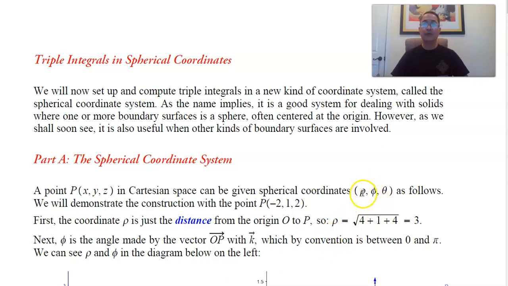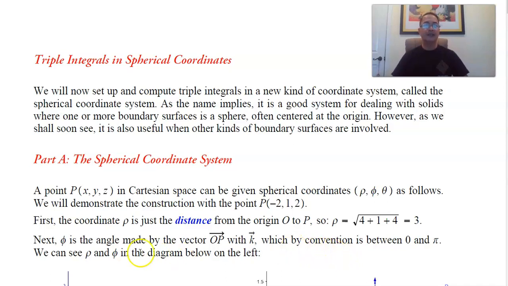Okay, so the easy part, rho. What is rho? It's a distance. It's just the distance from the point to the origin. In this case, we got 4 plus 1 plus 4. That conveniently adds up to 9. Yeah, I rigged that. So we get square root of 9, which is just 3. One nice thing about spherical coordinates is that rho is always positive or 0. Just like in polar, if rho is 0, you are at the origin. Anywhere else, your rho is strictly positive.